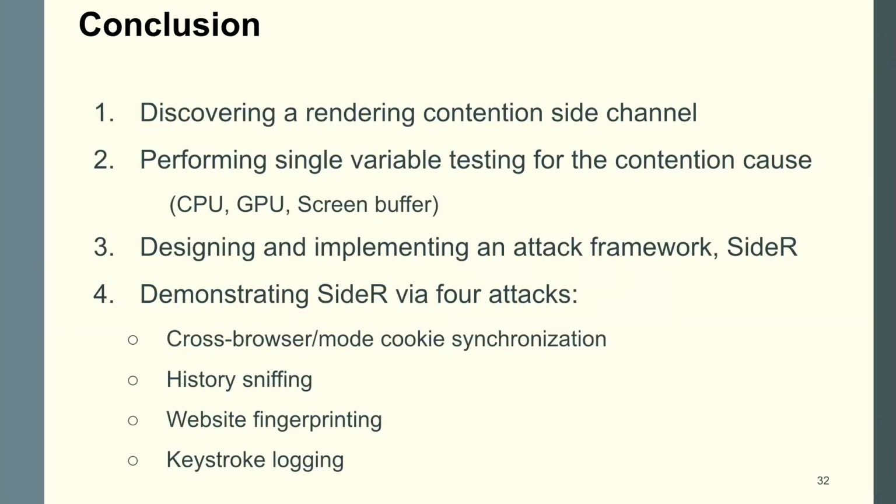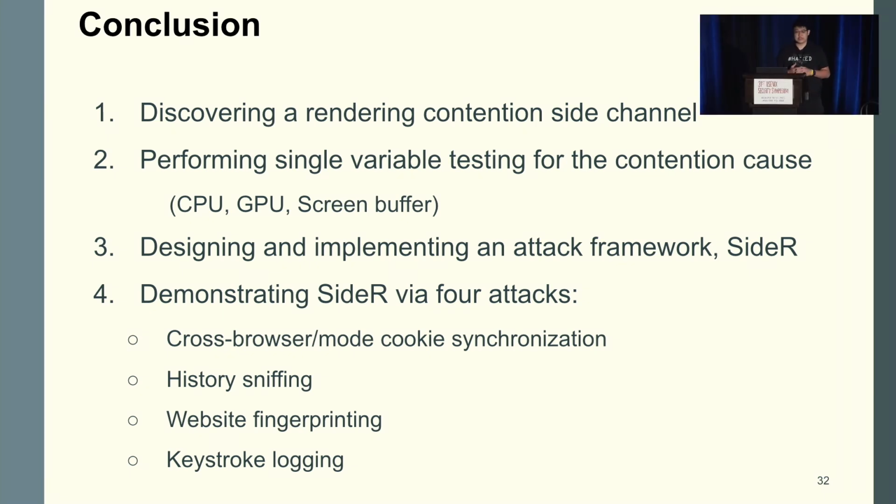For the conclusion part, we discover a rendering contention side channel, and we perform single variable testing for contention cores, the CPU, GPU, and the screen buffer. Also, we design and implement an attack framework, set rendering. And according to set rendering, we demonstrate 4 attacks: cross-browser cookie synchronization, history sniffing, website fingerprinting, and keystroke logging.